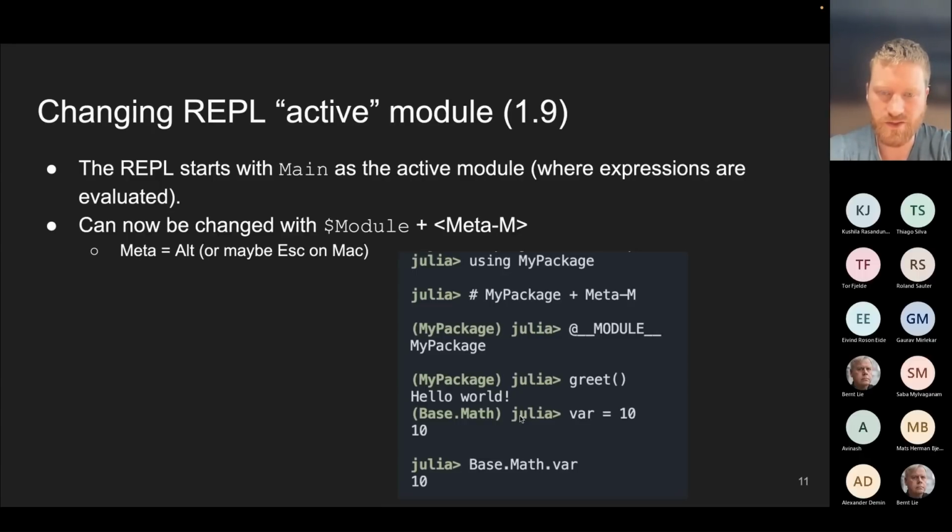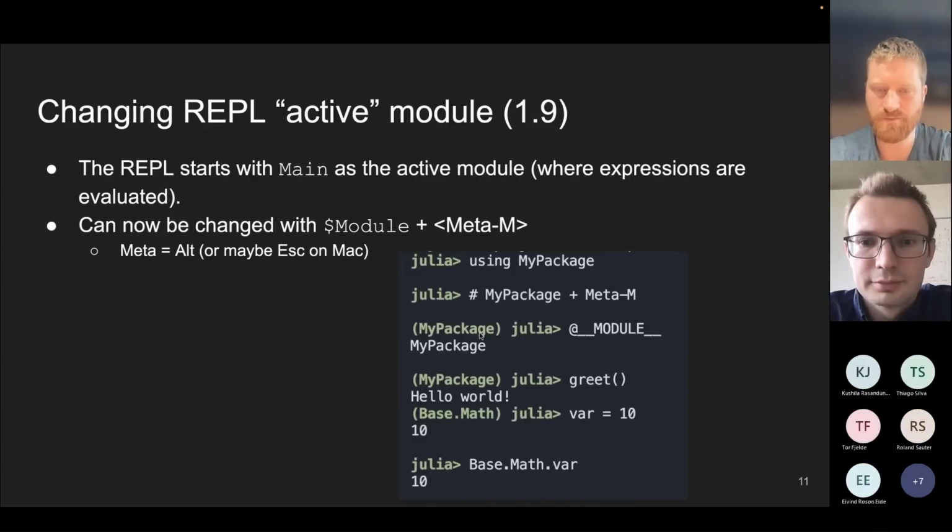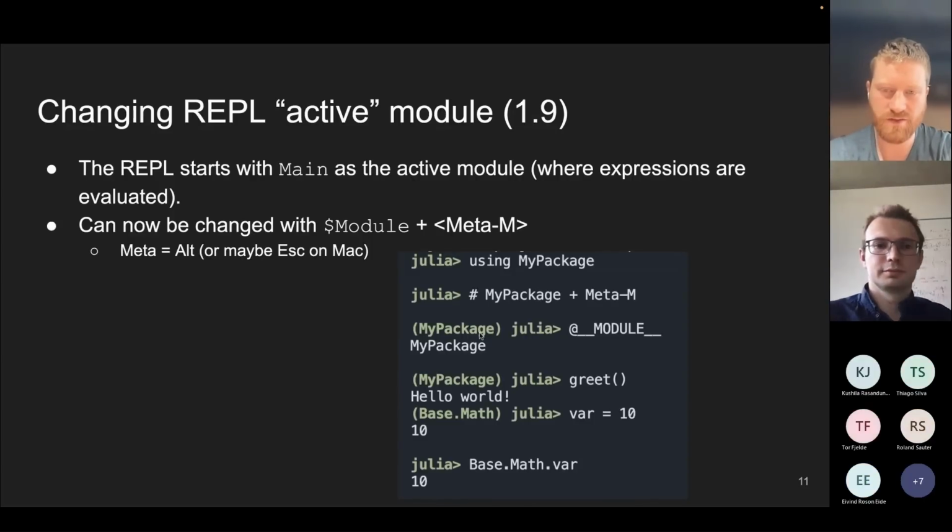And here I'm switching. You don't see that yet, but I wrote Base.Math and I pressed meta M, and now I'm in the Base.Math module, and I set a variable there. And now when I look at that variable from Main again, it's set to 10. So you can sort of jump around between different modules to have them active. And if you're, for example, developing a package, it's pretty convenient to have that package as the active module, because then you have access to all the symbols in there. You don't have to prefix with the module name and so on.